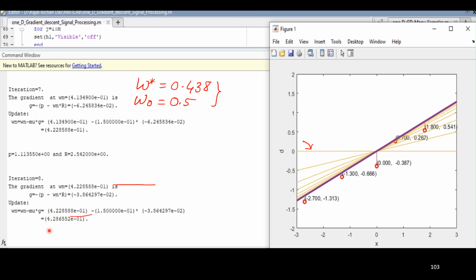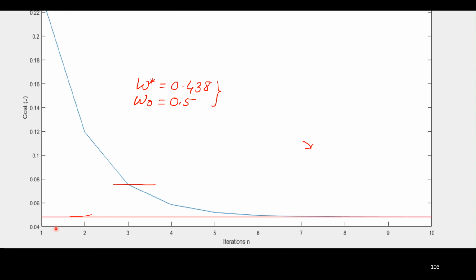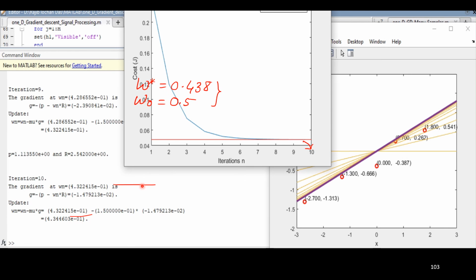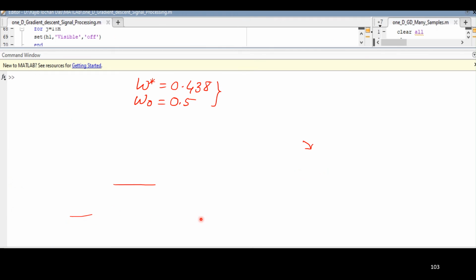So check the value. It is 0.432. Okay, 0.434 at iteration 10. Right? So it is very close to W star. W star is 0.438. So here also I have plotted these two. So this is their minimum level, and the cost function is reducing gradually and it is converging to this level.